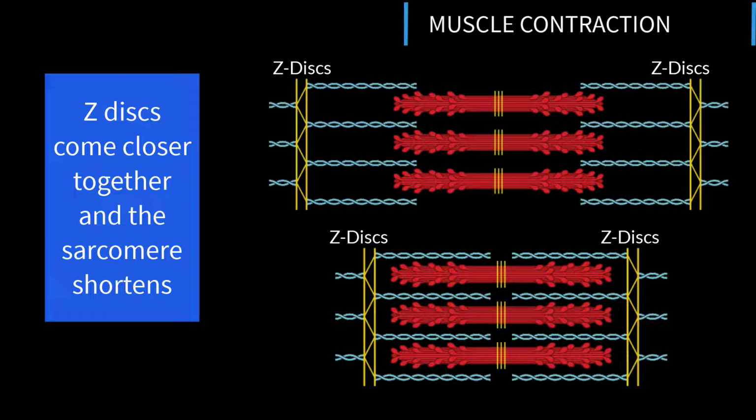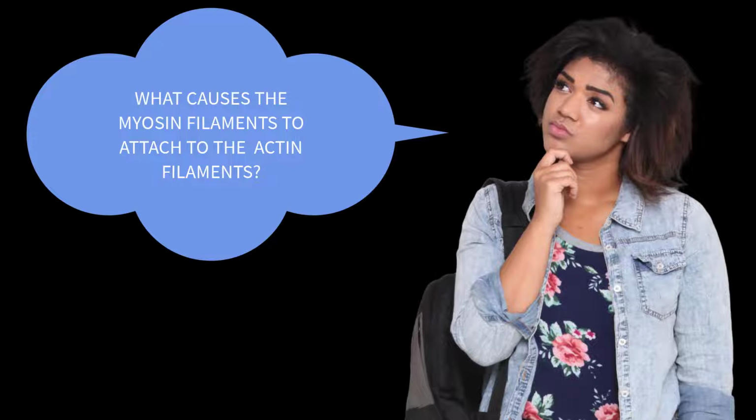Remember that the thin filaments, or actin, are attached to Z discs, so when they are being pulled towards the M line, the Z discs come closer together and the sarcomere shortens. The shortening of the sarcomere will cause the shortening of the whole muscle fiber, leading to the shortening of the entire muscle. This leaves us with an important question to have answered. What causes the myosin filaments to attach to the actin filaments?